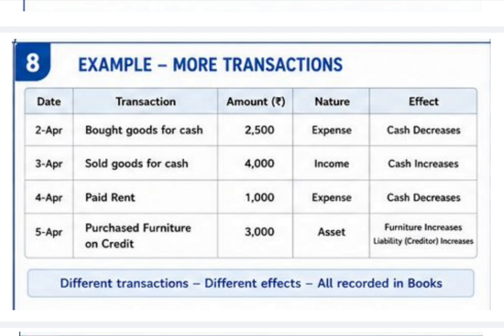Purchased furniture on credit, 3,000 rupees. The nature is an asset purchase. What is the effect? Your furniture will increase. Liability also increases because you purchased on credit. So in detail we will learn in the next classes.